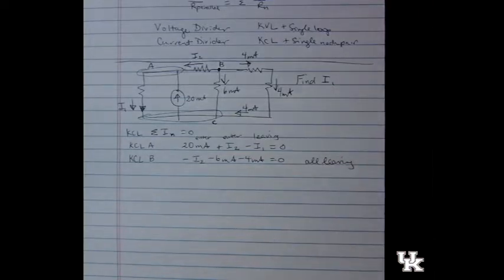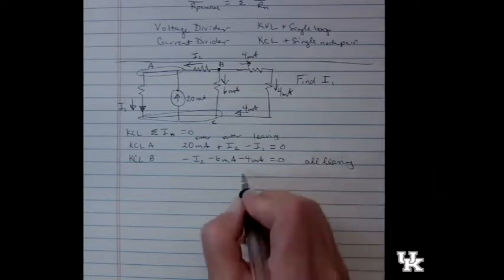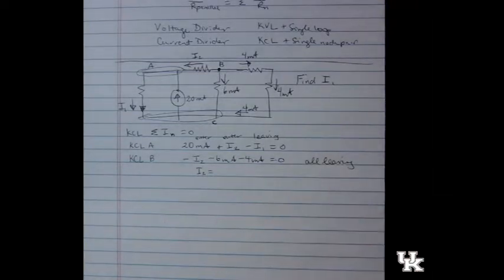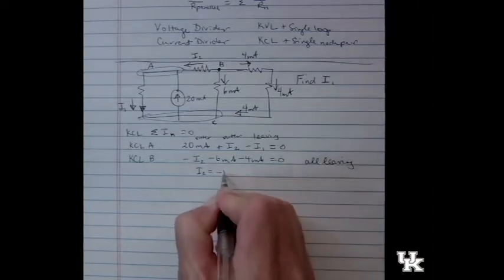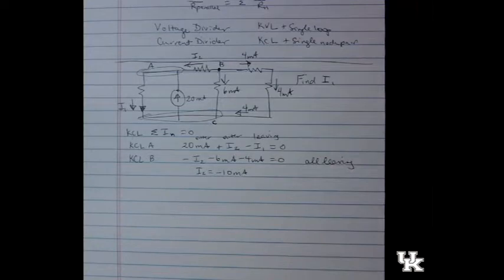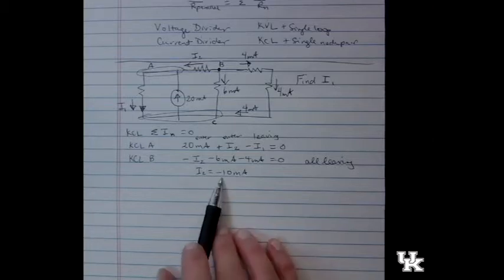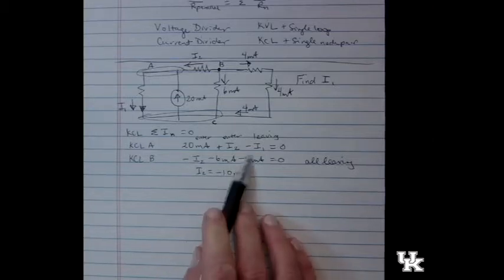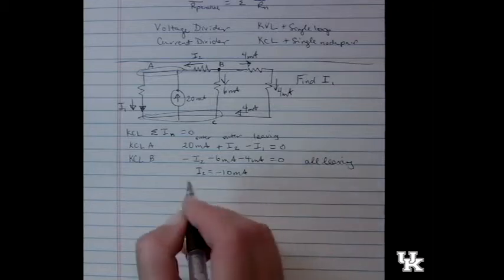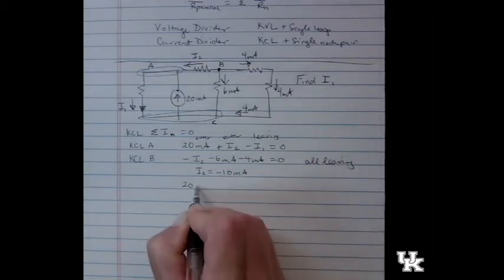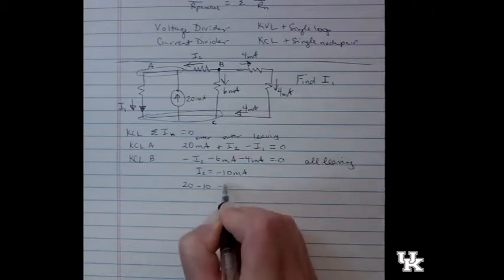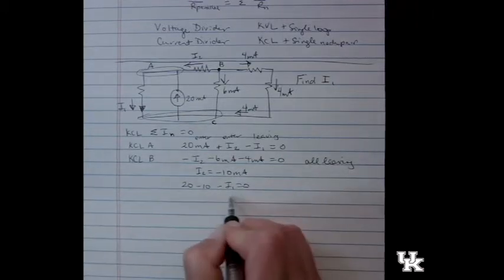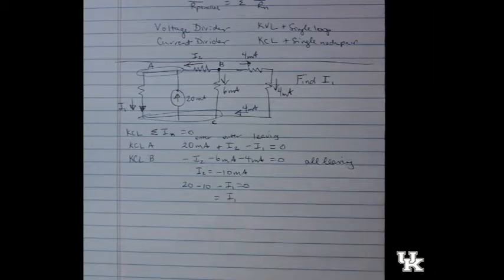And that only has one unknown. So what can I figure out about I2? Okay. Negative 10 milliamps. That's fine. So if I know that, I can go back to my first equation and figure out I1. So I have 20 minus 10, because that's negative, minus I1 equals 0. So I get I1 is equal to 10 milliamps.